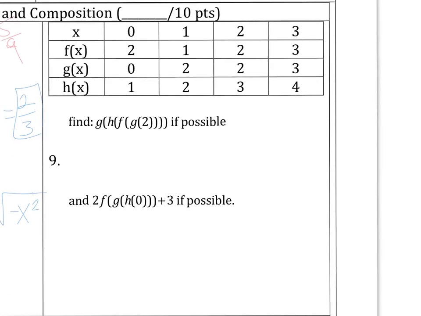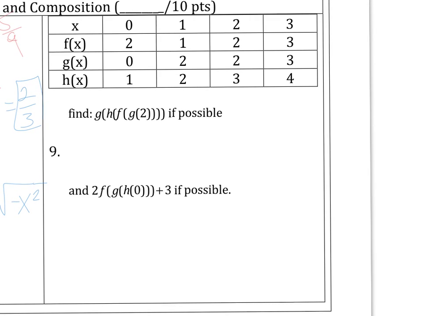For our next problem, I'm given a table, and I've got to find g of h of f of g of 2. Oof! We know we have to work from the inside out. So I'm going to find g of 2 first. G of 2 means I'm looking where x is 2 at the function g. G of 2 is equal to 2. I'm going to rewrite this with that in place. So g of h of f of, instead of g of 2, I wrote 2.